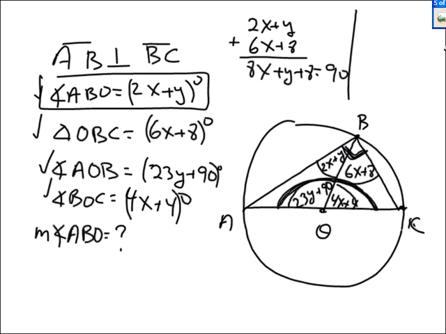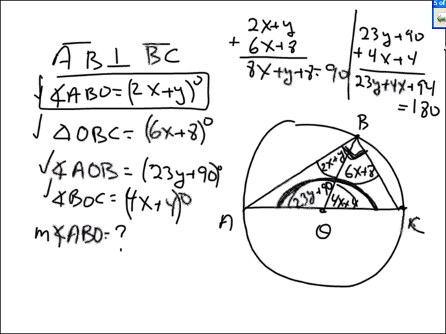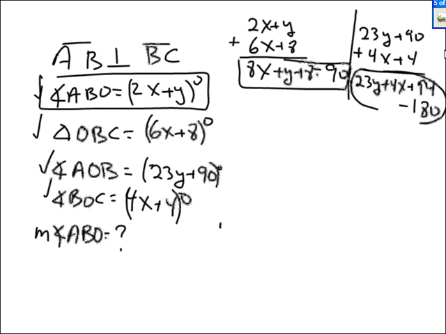This big angle is a straight angle. Those two pieces add up to 180 degrees. 23y plus 90 plus 4x plus 4. When you add them, on one hand you get 23y plus 4x plus 94. On the other hand, you get 180 degrees. So these are my two equations. And I'm going to need some more board space to solve them. But in the end, I want to know what 2x plus y is.